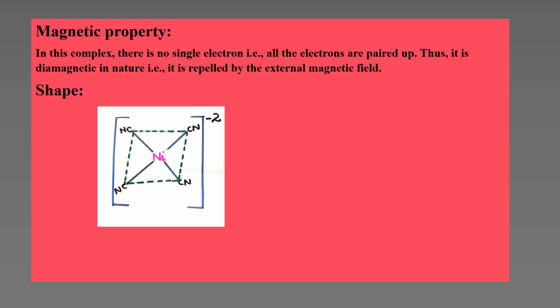This is about square planar complexes. Here the central metal ion is involved in dsp2 hybridization. We have taken the example [Ni(CN)4]2-, which is called tetracyanonickelate(II). It is diamagnetic in nature because there is no single electron. All the electrons are paired up because of the presence of the strong ligand CN- ion. Hope I made this also clear.